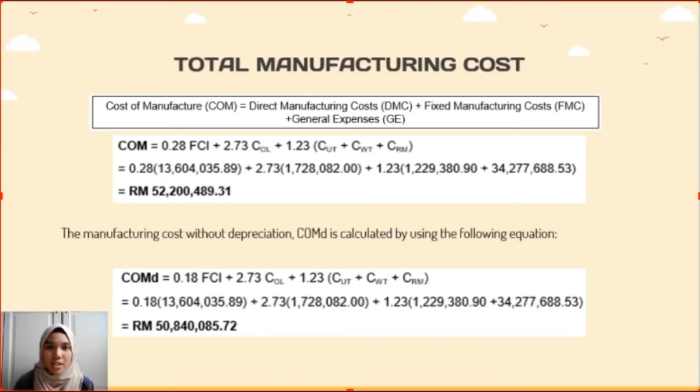And lastly, the total manufacturing cost. As I have mentioned before, to obtain the cost of manufacture, the direct manufacturing cost is added to the fixed manufacturing cost and to the general expenses. So to apply this equation, we have calculated the COM, the cost of manufacture, based on the figure here. The total COM we obtained is 52,200,489 ringgit and 31 cents.